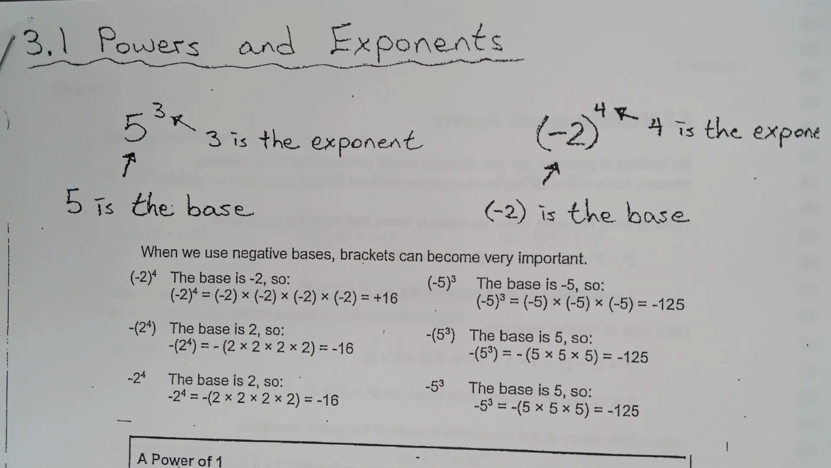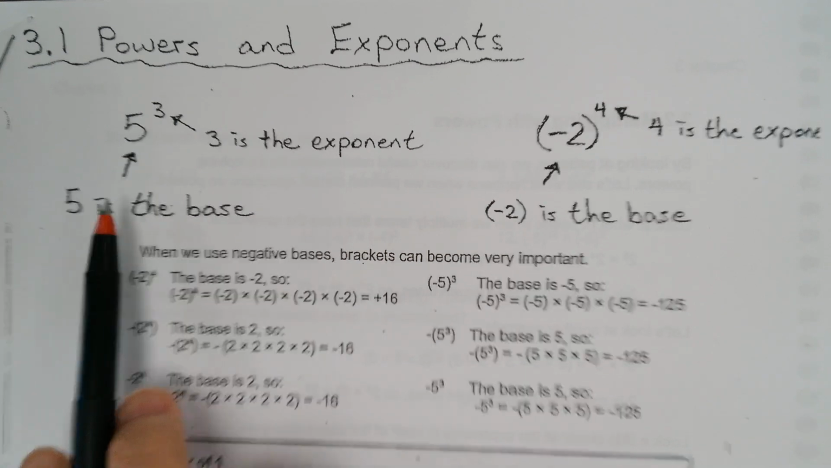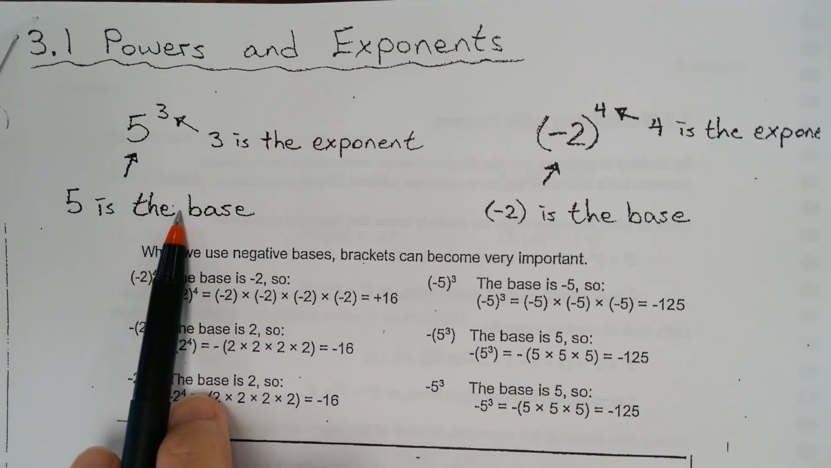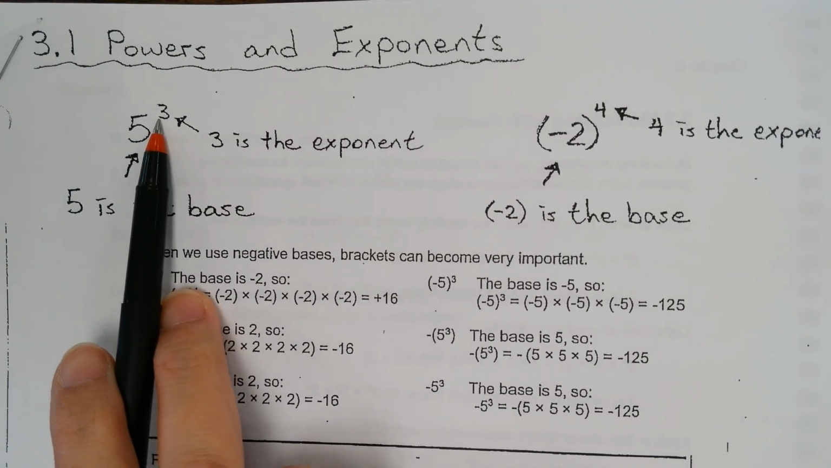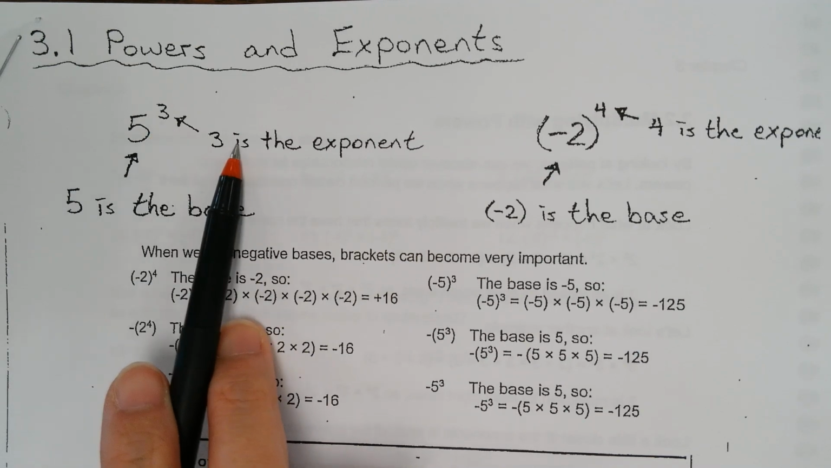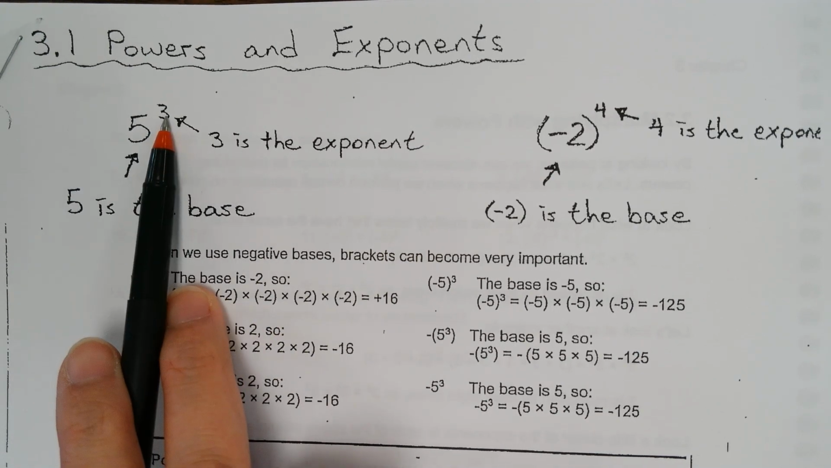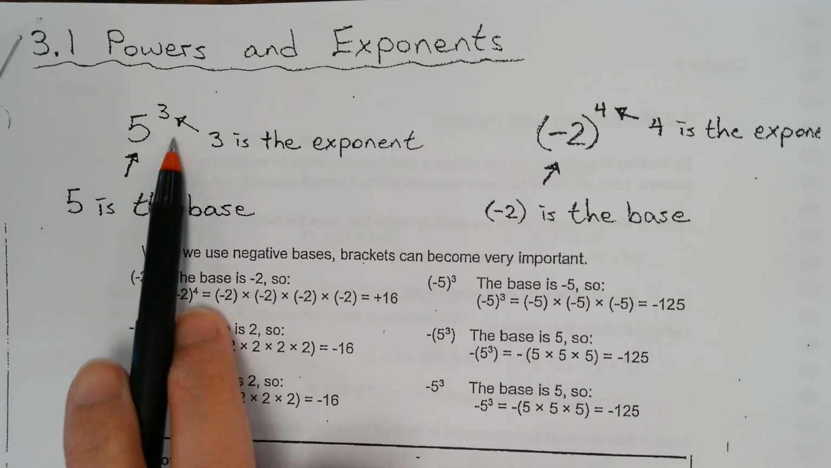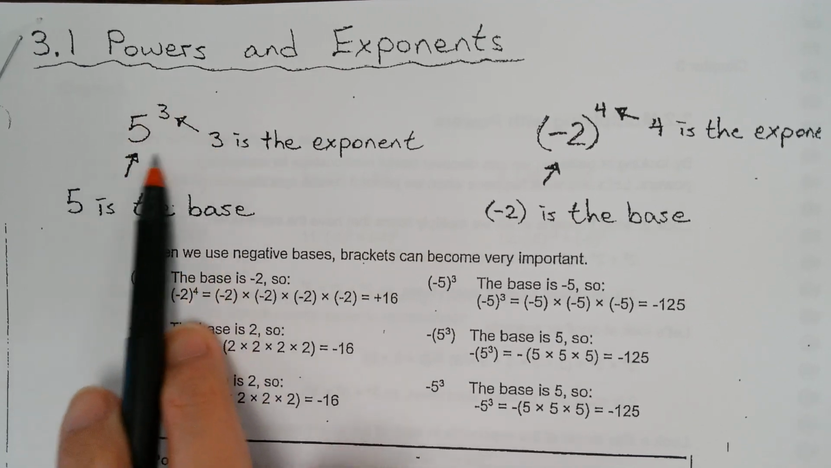Okay. So powers and exponents. Some terms that we need to know for this chapter. The big number, that's called the base. And then the small number in the corner, that's the exponent. Or the whole thing is called a power.